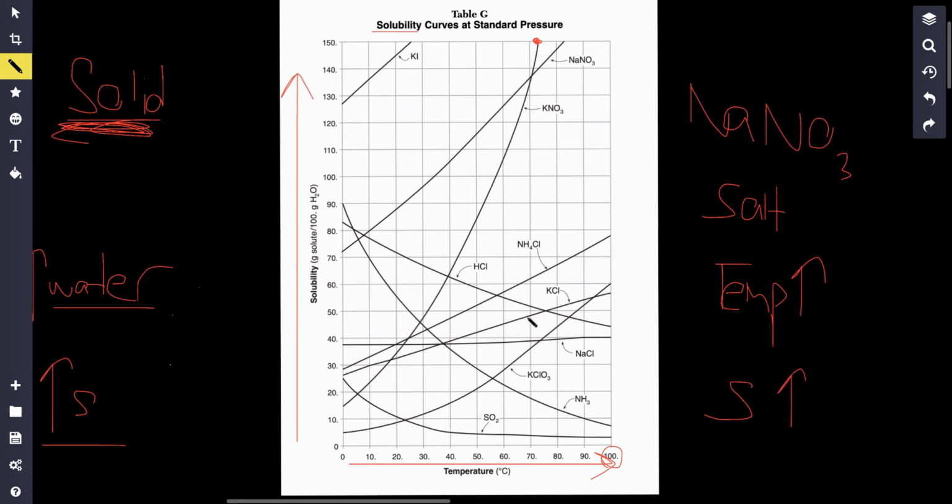You can see that around 70 degrees Celsius, 150 grams of, in this case, KNO3 points to this line. 150 grams of KNO3 is able to dissolve in water at around 70 degrees Celsius. Let's compare this to 60 degrees Celsius. At 60 degrees Celsius, only around 110 grams of my KNO3 is able to be dissolved. So you can see that relationship from this chart.